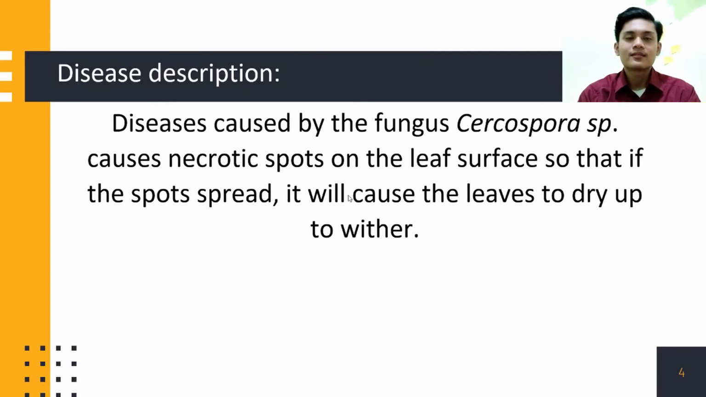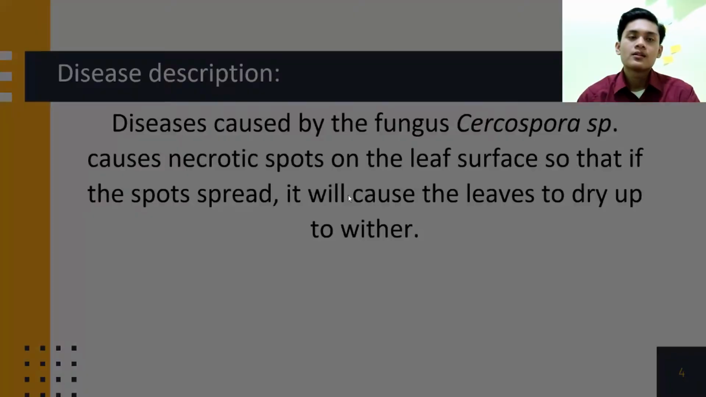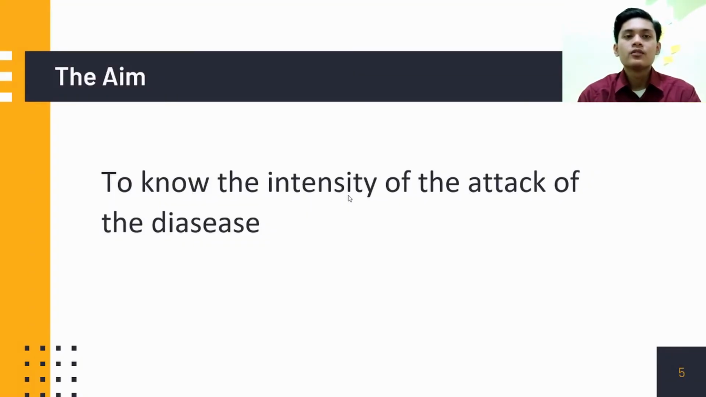Disease description. This disease is caused by the fungi Cercospora sp. It causes necrotic spots on the leaf surface, so that if the spots spread, it will cause the leaf to dry up and wither. So what's the aim? The purpose of the observation is to determine the intensity of the disease.